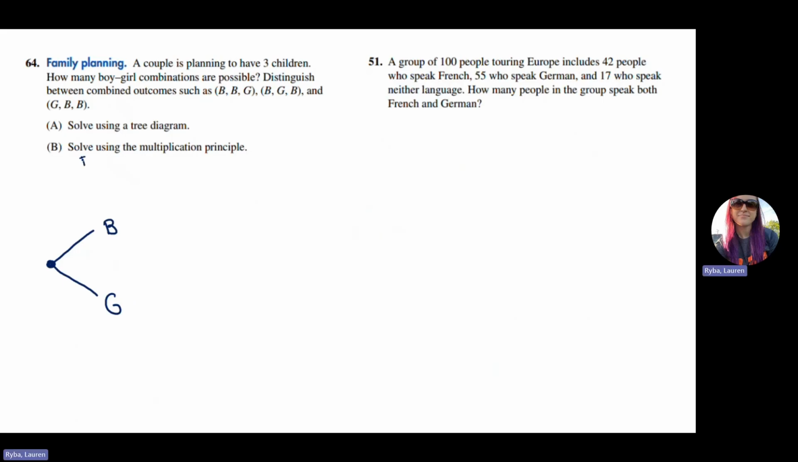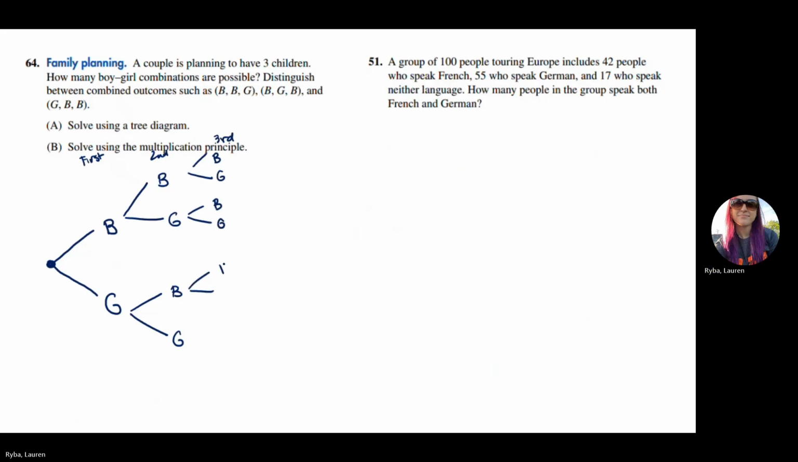So here's first child. Okay, second child. Could be boy or girl. Repeat down here, boy or girl. Third child can again be boy or girl, boy or girl, boy or girl.